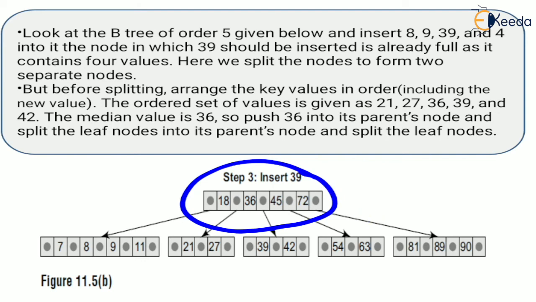But before splitting, arrange the key values in order including the new value. So the ordered set of the values is 21, 27, 36, 39 and 42. The median value is 36, so push 36 into its parent node. So we are pushing 36 into its parent node and splitting the leaf node.